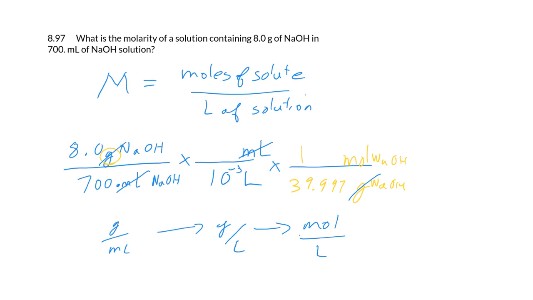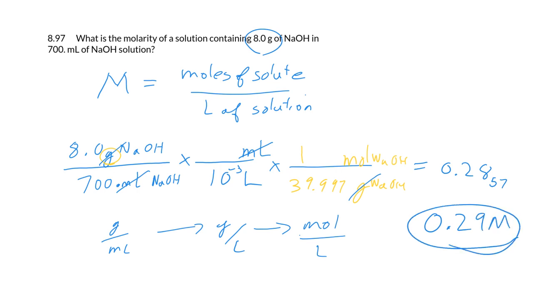So now it's just a matter of multiplying everything on top, dividing through by everything on the bottom. And when you do that, you get 0. Looks like we're looking at 2 sig figs here, 0.2857 or 0.29 molarity. All right, let's take a look at another.